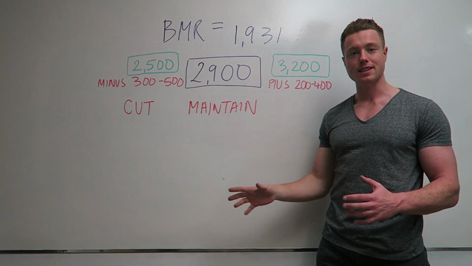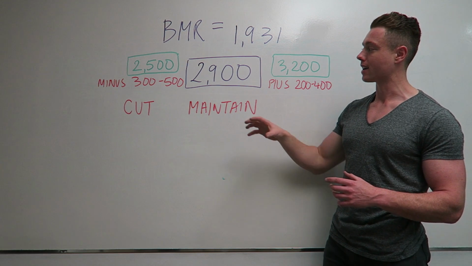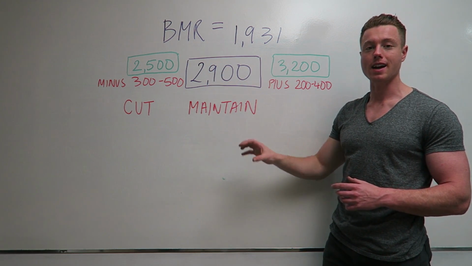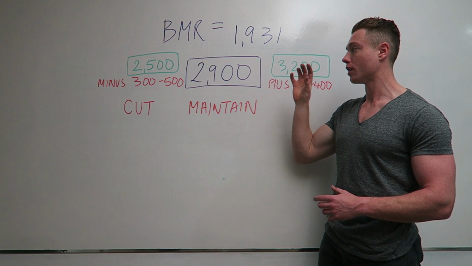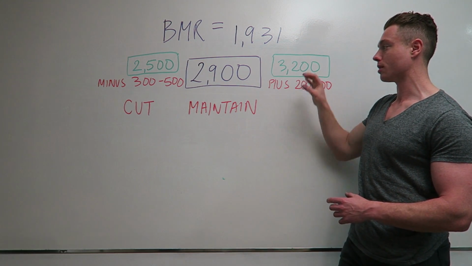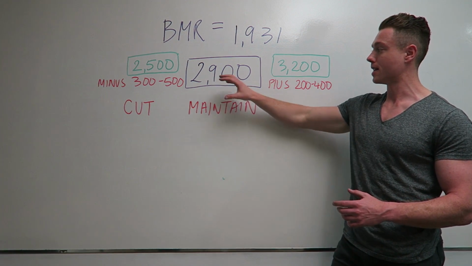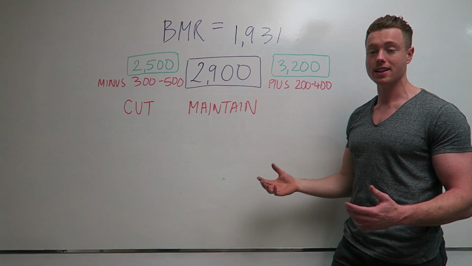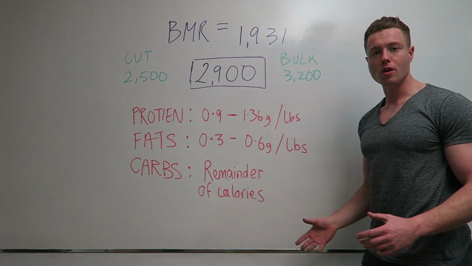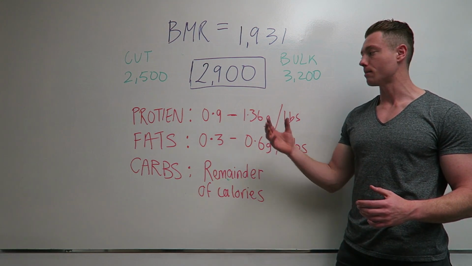So what I'm going to do next is figure out the macros. When we're figuring out the macros, we basically just take our overall calorie number, and then we're going to work out a formula to get our macros. So if you want to cut, you just take the cut number. If you want to bulk, you just take the bulk number. And if you want to maintain, we just use the maintain number. I'm just going to use the maintain numbers for the sake of simplicity. But if you want to cut or bulk, you follow the exact same guidelines. So now that we have the calories to work with, 2,900, we got to calculate our macros.